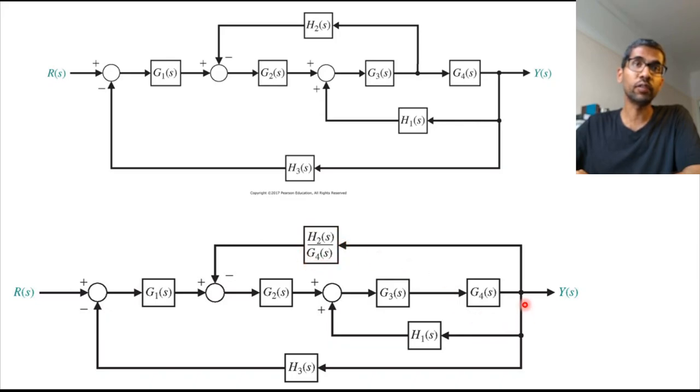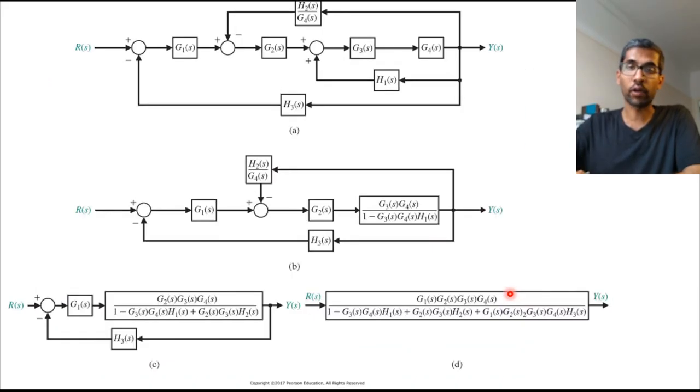Okay, now what we want to do is we want to combine this feedback loop and make it just one block. Okay, so that's what we are doing here. So we want to combine this and make it into one block. And again, if you go back to your block diagram transformations chart, you will see that this is simply going to be G3 times G4 divided by 1 minus G3 G4 H1. So that's what we've got.